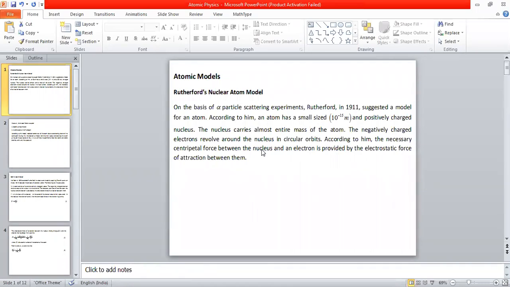So that's why he proposed that, in order to balance the positive charge of the nucleus, negatively charged electrons would be revolving around the nucleus in various circular orbits.